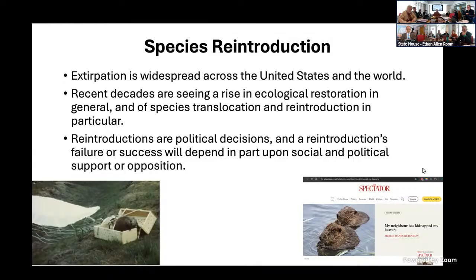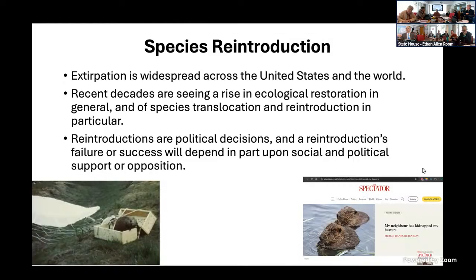In response to this and to other problems, we're seeing, in the last, really I'd say the last 30 years, a rise in attempts to restore ecosystems and to do so through translocating or reintroducing formerly present species specifically. It's worth bearing in mind, and this is really the focus of what I'm going to be speaking about here, that these are political decisions, human decisions based on human priorities, and that for that reason, the decision to do it or not, the program's success or failure, and what constitutes success or failure is partly going to depend on political support and on social support.